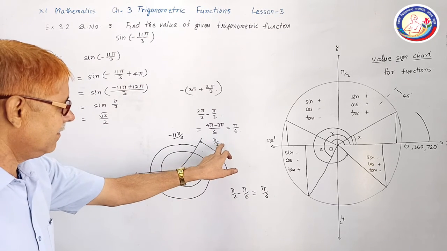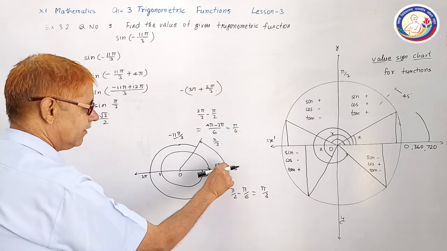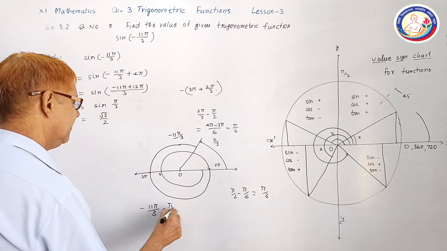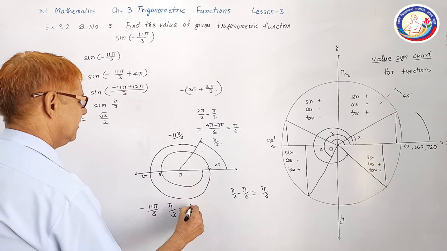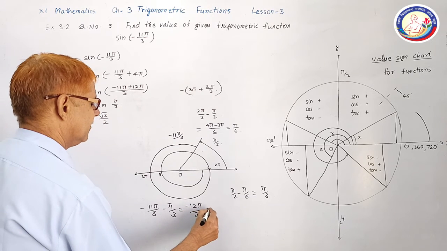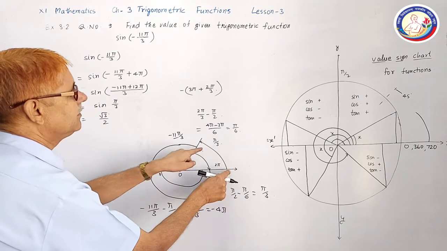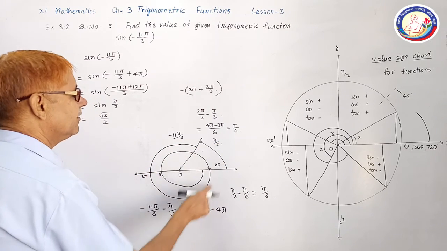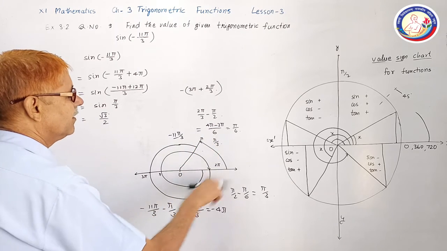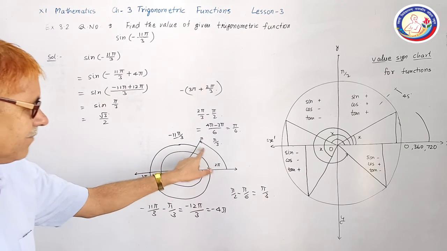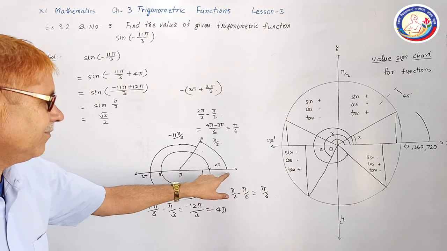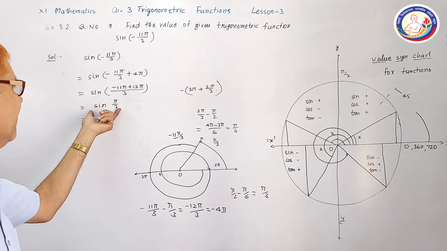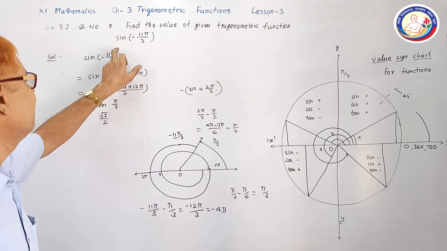If we move further in negative direction by pi by 3, we will get minus 11 pi by 3 minus pi by 3, that is minus 12 pi by 3, that is minus 4 pi. So we will reach here if we add minus pi by 3 to this angle, this line from negative direction. So it will make a positive angle of pi by 3 with positive direction, and thus we can find the value of sine of minus 11 pi by 3.